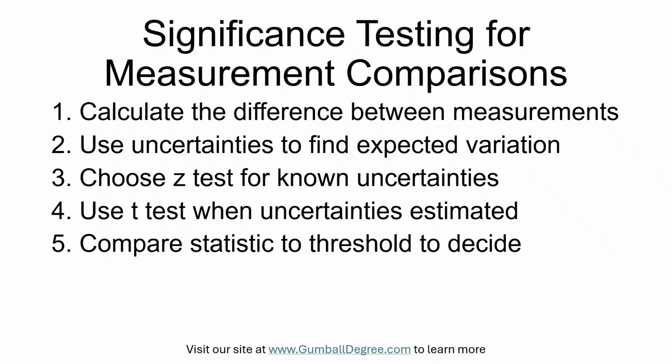You first calculate the difference between the two measurements and then use the reported uncertainties to find how big that difference should be if only random error were present. A z-test is used when uncertainties are well known and the sample size is effectively large or the distribution is normal, while a t-test is used when the uncertainty comes from a small sample estimate and you need to account for extra uncertainty in that estimate. The test gives you a number that tells you how many times larger the observed difference is than the expected variation, and you compare that to a threshold to decide whether the difference is significant.